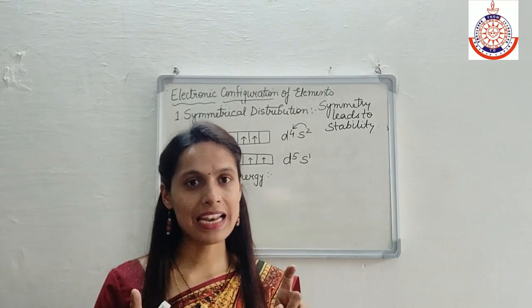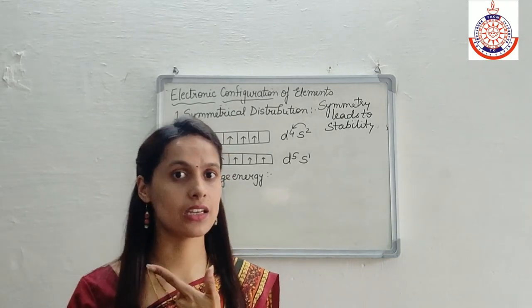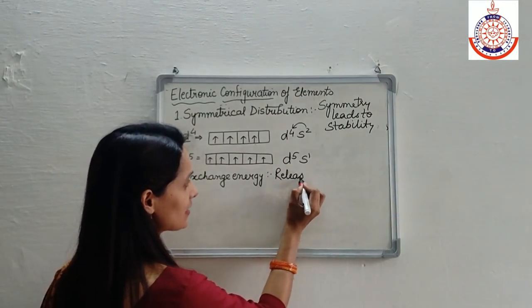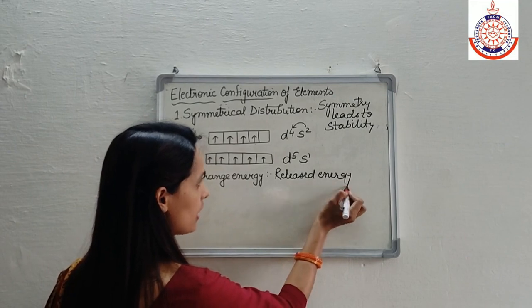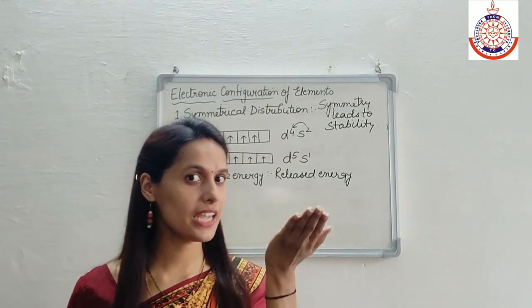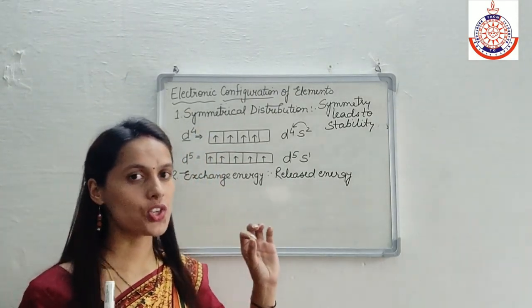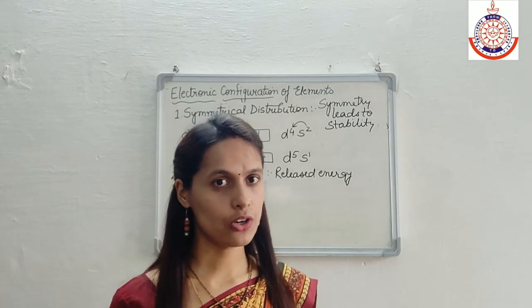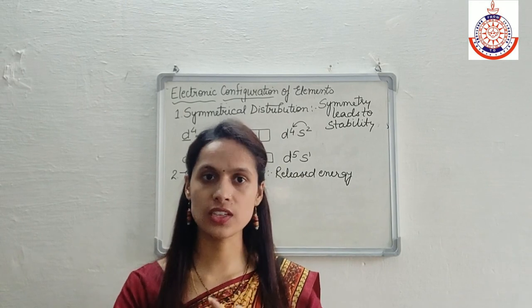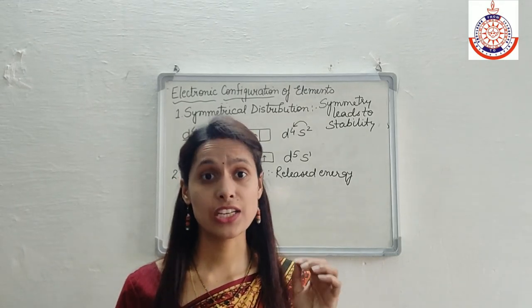So the electrons with parallel spin can exchange their position, and at that time the amount of energy released is known as exchange energy. So basically exchange energy is the released energy. Now if energy is released, then the energy of the system decreases, and if the energy of the system decreases, its stability increases. So what is exchange energy? The electrons in degenerate orbitals, if they are present with parallel spin, can exchange their position, and while exchanging, they release energy, and that energy is known as exchange energy.